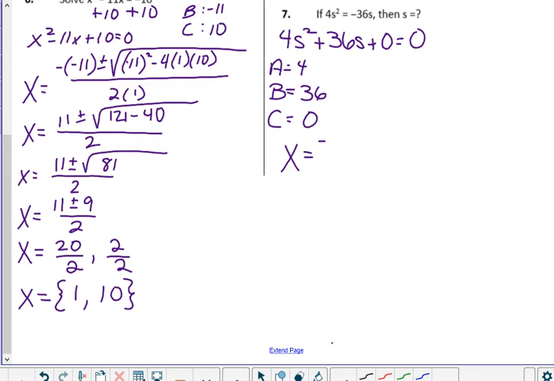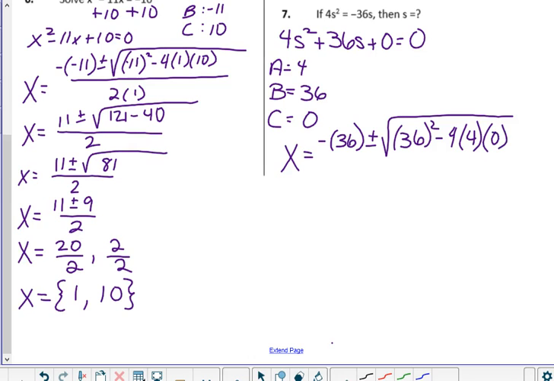X equals the opposite of B plus or minus the square root of B squared minus 4AC, all of that over 2 times A. Now, if you look at this, it looks like it might be pretty difficult because 36 squared is going to be a higher number. But notice what we have here. We have 4 times 4 times 0. Anything times 0 is 0.